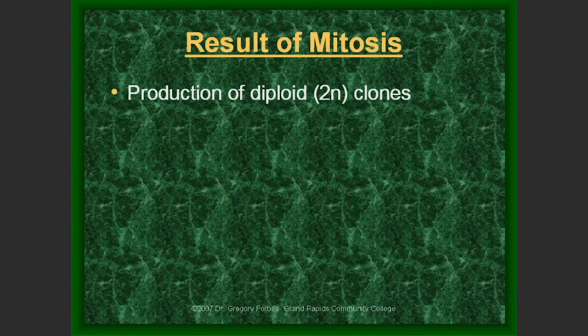Now, if we want diversity in cells or diversity in offspring, another form of cellular replication is required called meiosis, maybe known as meiosis. And you'll take a look at that possibly in lecture.